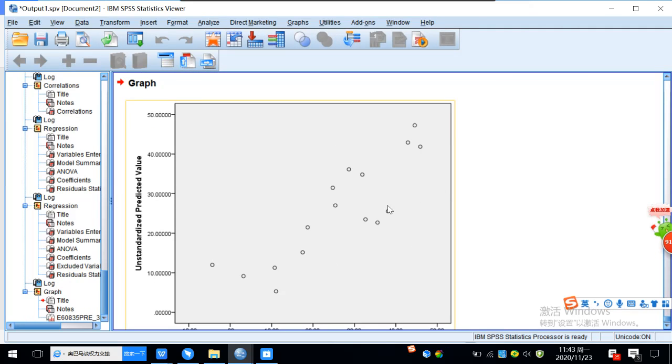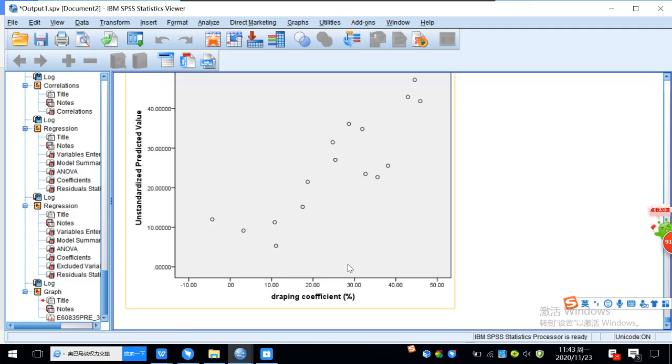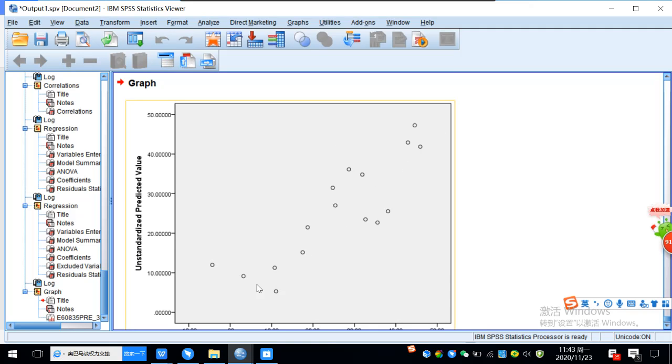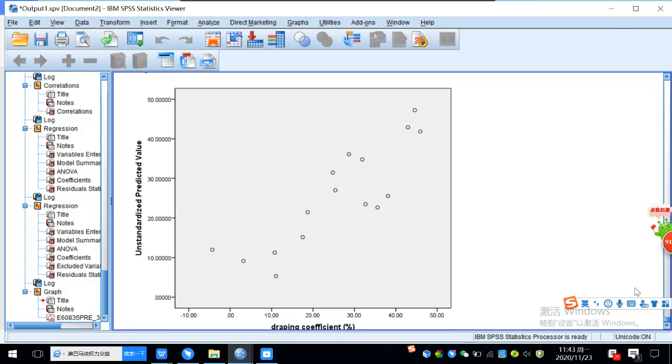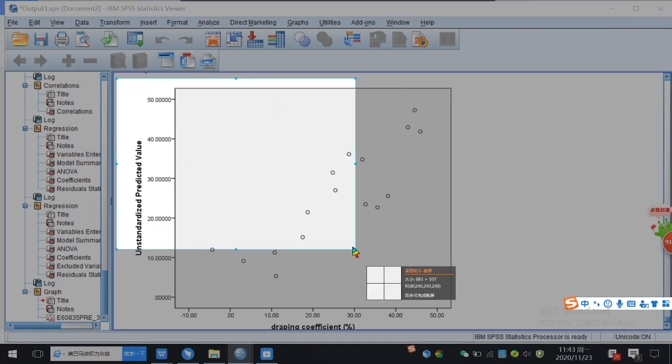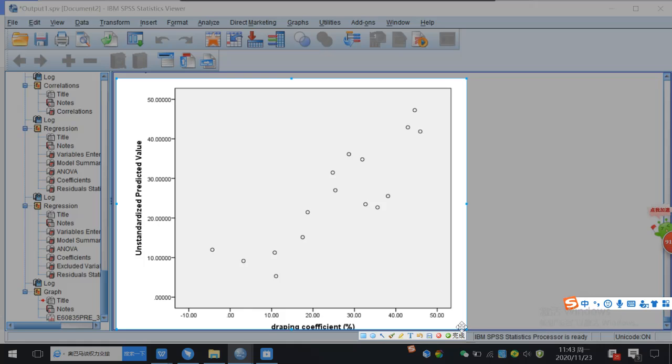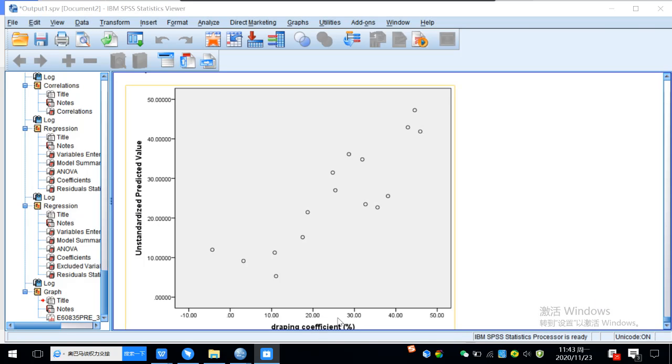Now, here is the predicted draping coefficient. Here is the draping coefficient. And you can see that it's like a linear relationship. So it means the model we established is reasonable. That's the real draping coefficient we tested. And here is the predicted draping coefficient we calculated from the regression model.